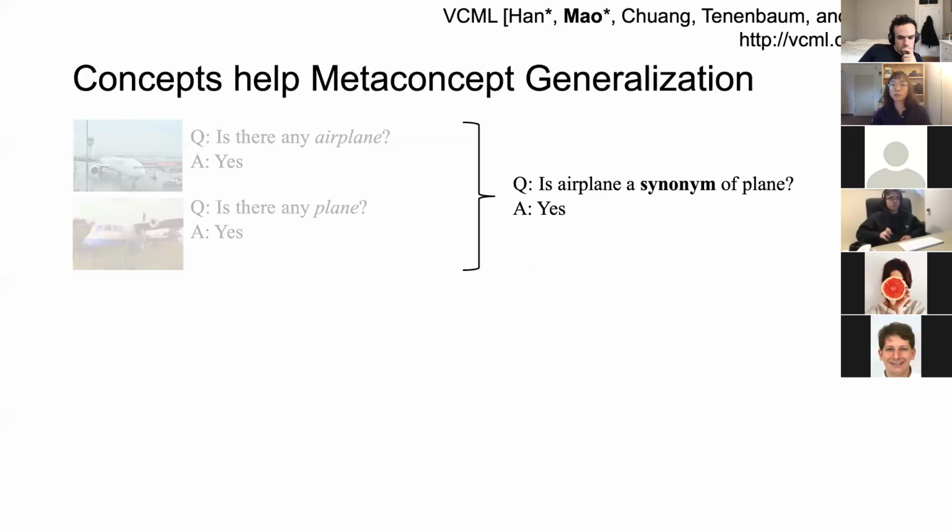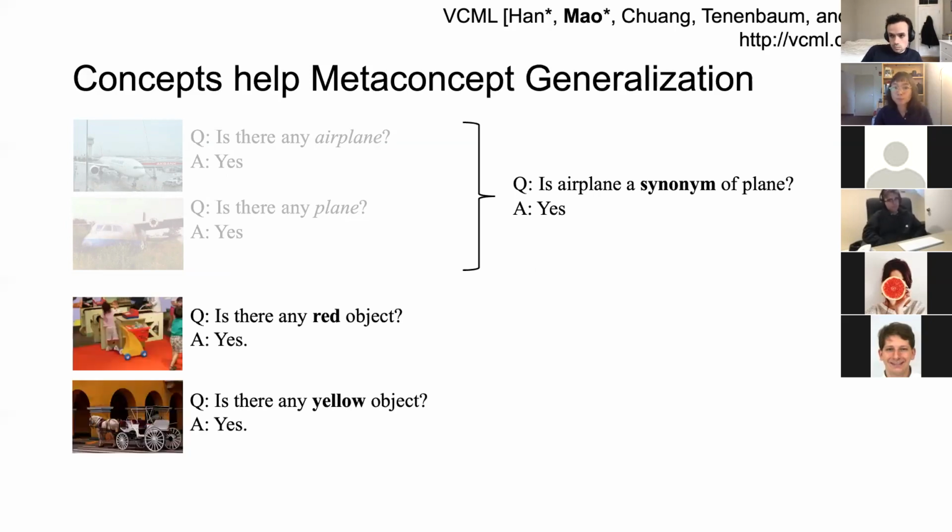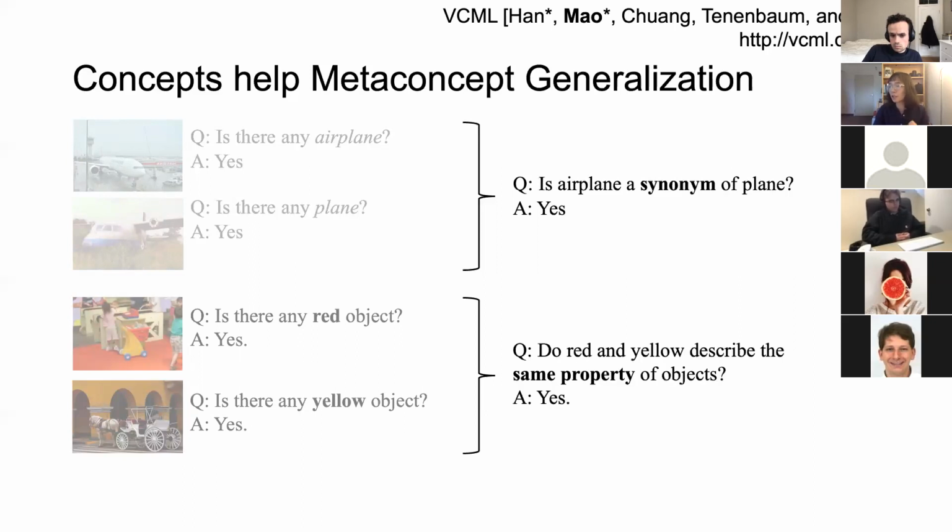In this case, we are doing abstract reasoning about the relationship between these symbols, which are actually not visually grounded. And we can do a similar thing for the concepts red and yellow. By learning the visual grounding of red and yellow from visual experience, we can conclude that red and yellow actually describe the same property of objects.